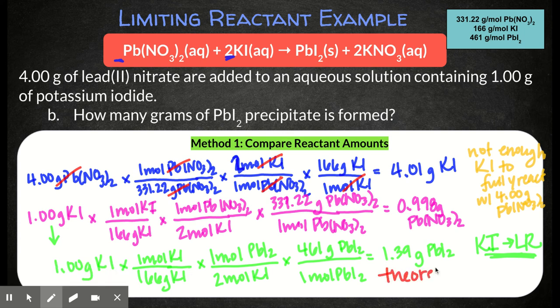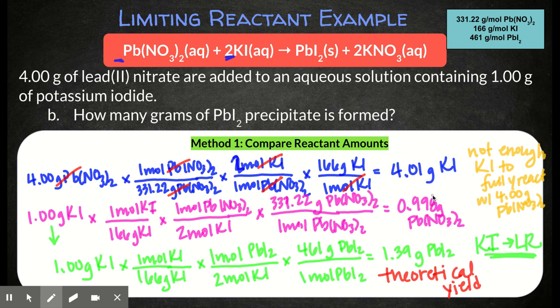So this is how much I should be able to make if I react 4 grams of lead 2 nitrate with 1 gram of potassium iodide. All of my potassium iodide is going to be used up to make 1.39 grams of PbI2, and I'm going to have some amount of lead 2 nitrate left over, and that's what we're going to calculate next. So this is method 1, comparing reactant amounts.